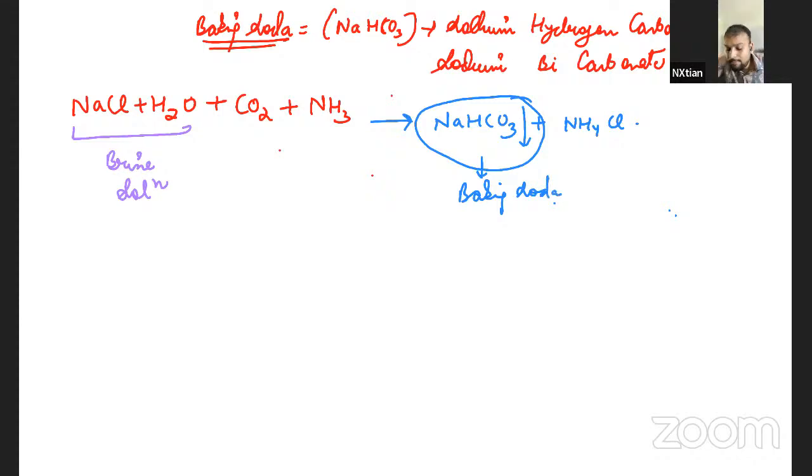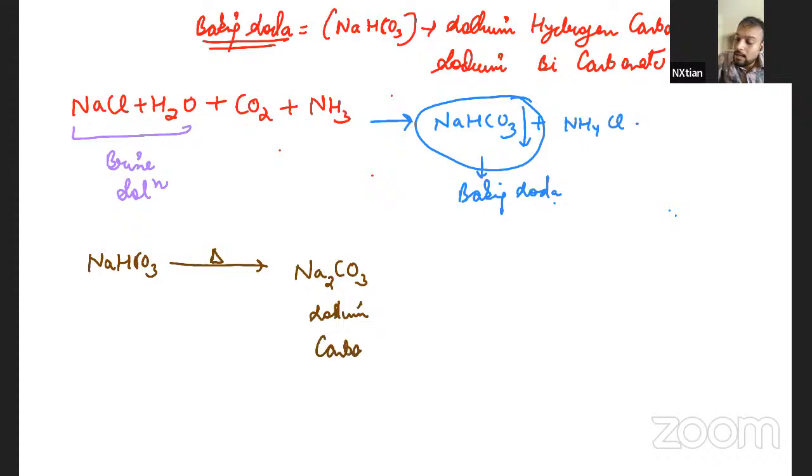Now sodium bicarbonate is basic in nature and it is formed in crystallized form. White crystals form. And when this baking soda, NaHCO3, is heated, it creates sodium carbonate and carbon dioxide gas will be released. Which gas will be released? Carbon dioxide.